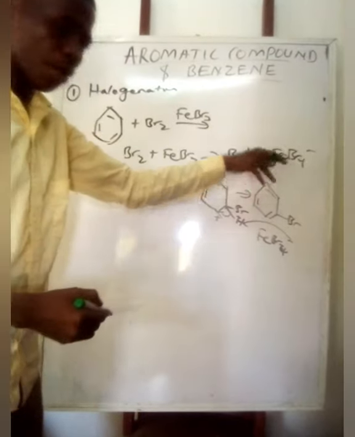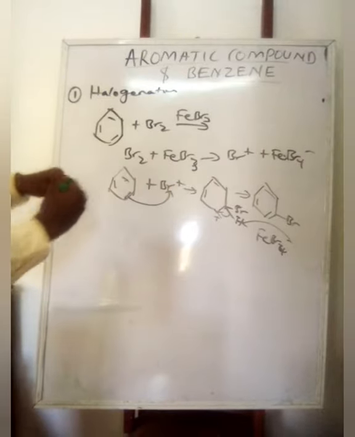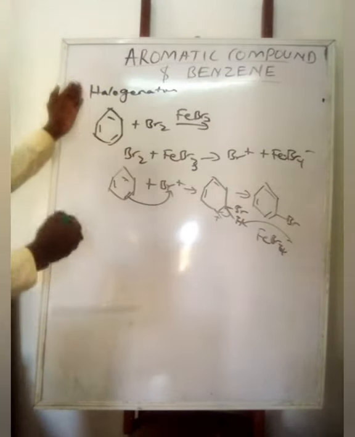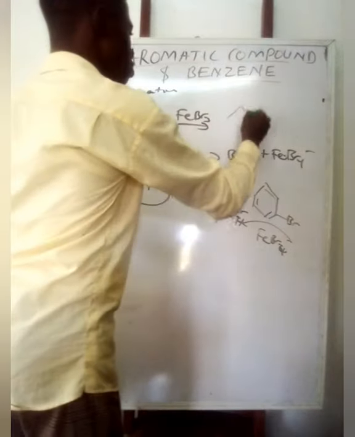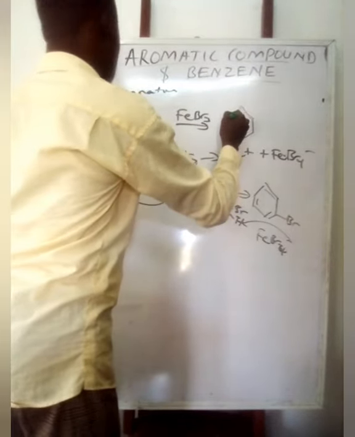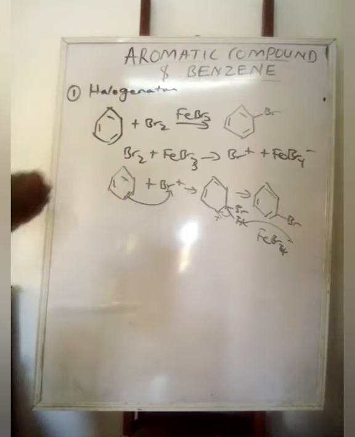Bromobenzene. So this is the mechanism where we are asked to write out the reaction. The reaction is just straightforward. This reaction with this catalyst is going to form bromobenzene. But we ask what? So the mechanism, this is the mechanism.